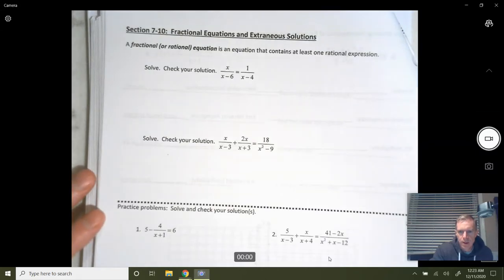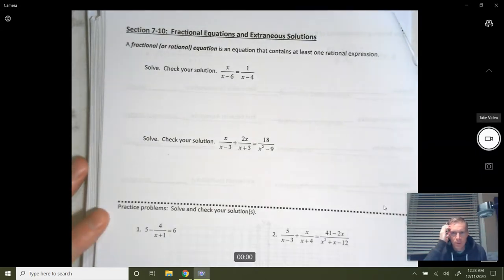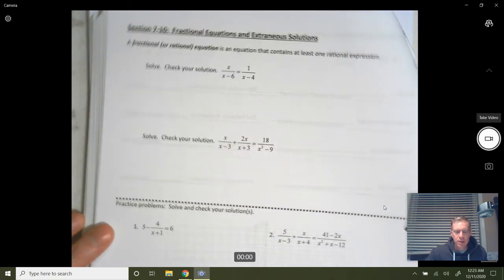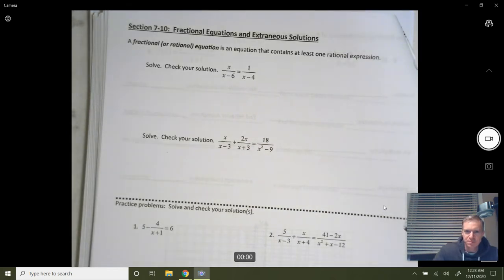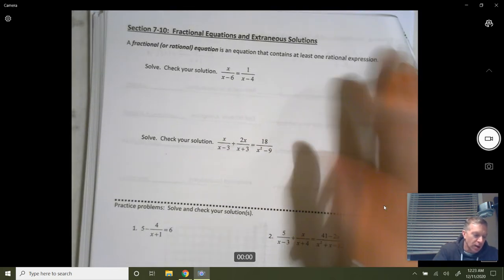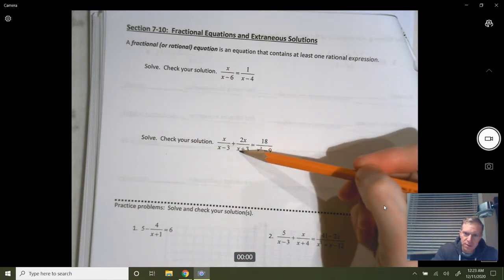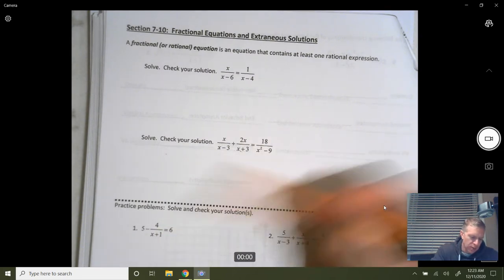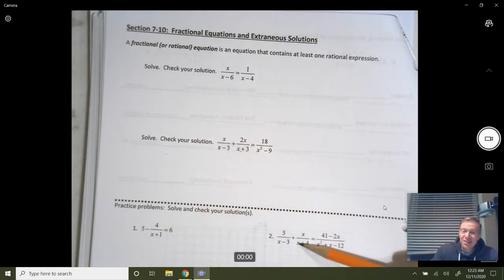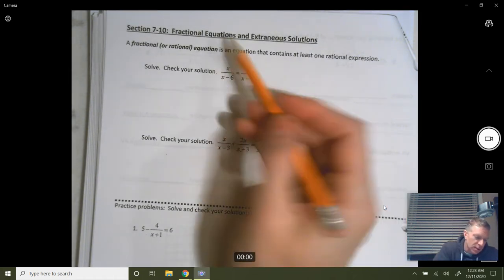Hello, and today we're going to talk about 7-10, fractional equations and extraneous solutions. This is really similar to when you were adding or subtracting rational expressions. Here we're subtracting, here we're adding, here we're adding. The difference is that now we have an equation. So this is the keyword: equations.